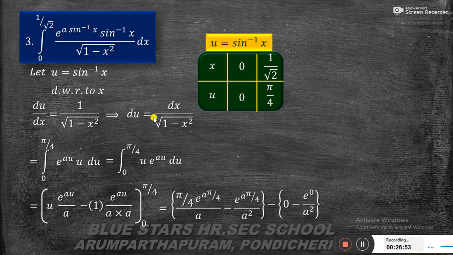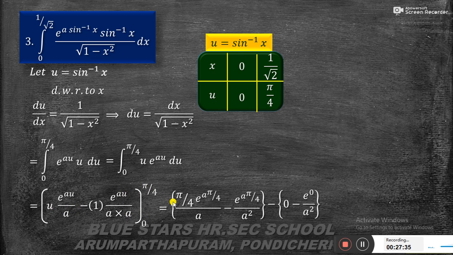In the next step you write the integral from 0 to pi by 4. Substituting the limits, e power a sin inverse x becomes e power a u, and sin inverse x means u, into dx by square root of 1 minus x square, which is du. So the integral of u into e power a u du from 0 to pi by 4. Apply uv formula: u is u and v is e power a u. So uv minus u dash v1: u into e power a u by a, minus u dash, which is 1, into the integral of e power a u, which is e power a u by a square, from 0 to pi by 4.